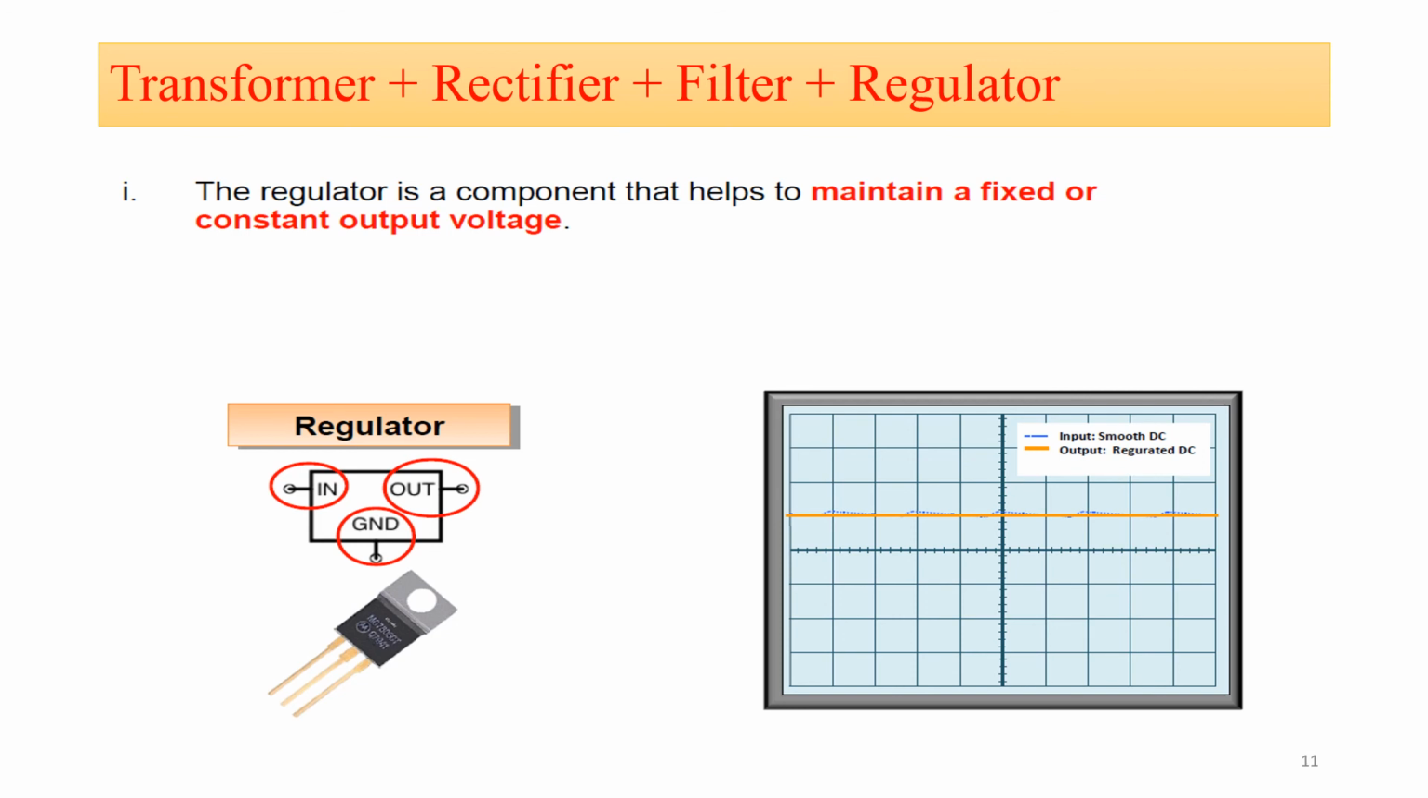Now let's see the waveform of the regulator. The second picture indicates the output waveform of the regulator. Here the blue color waveform indicates the output of your filter, while the orange color waveform indicates the output of your regulator. If you observe the straight line, that indicates it is regulated DC voltage. And this is how we convert our AC signal into a DC signal by using the transformer, rectifier, filter and the regulator.